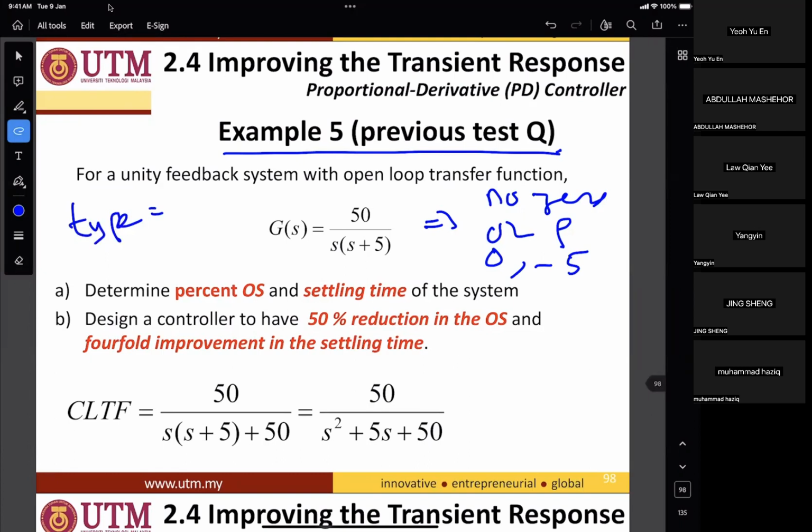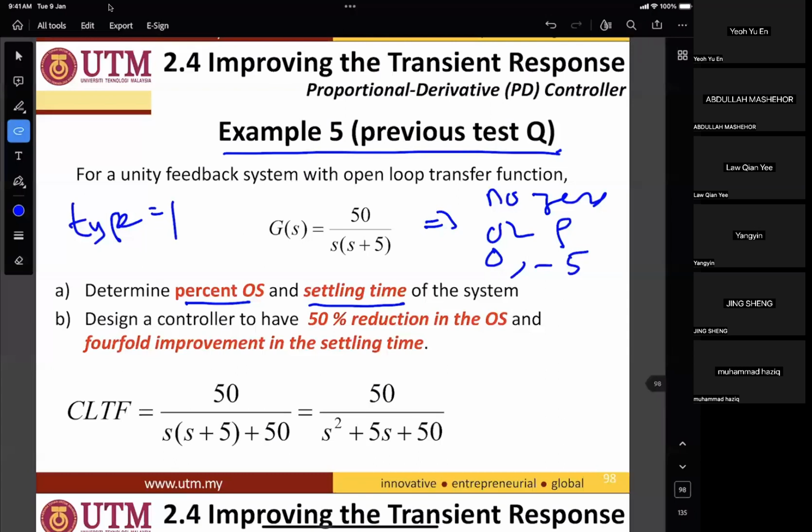Chai Jeffrey, system type. Tak datang. David Fan, Type 1. Thank you.